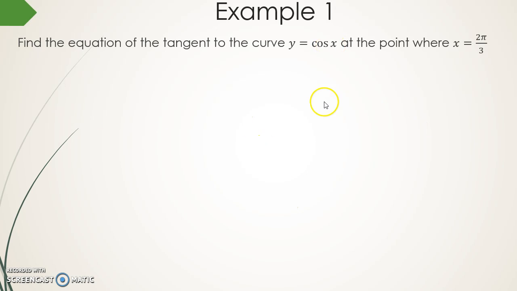The first one's probably more of a knowledge and procedures one, but we're going to run through it anyway because it's a good example. We want to find the equation of the tangent to the curve y equals cos x at the point where x equals 2 pi over 3. Okay, so remember the tangent of a curve is what the actual derivative gives us.